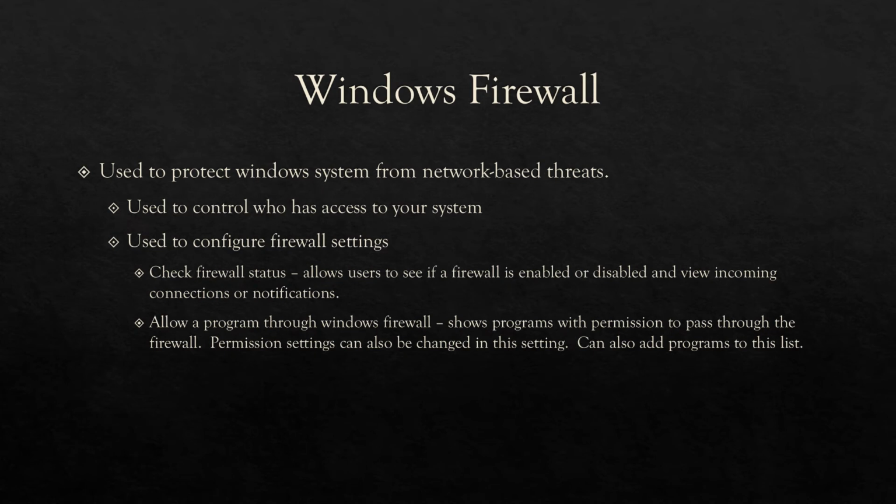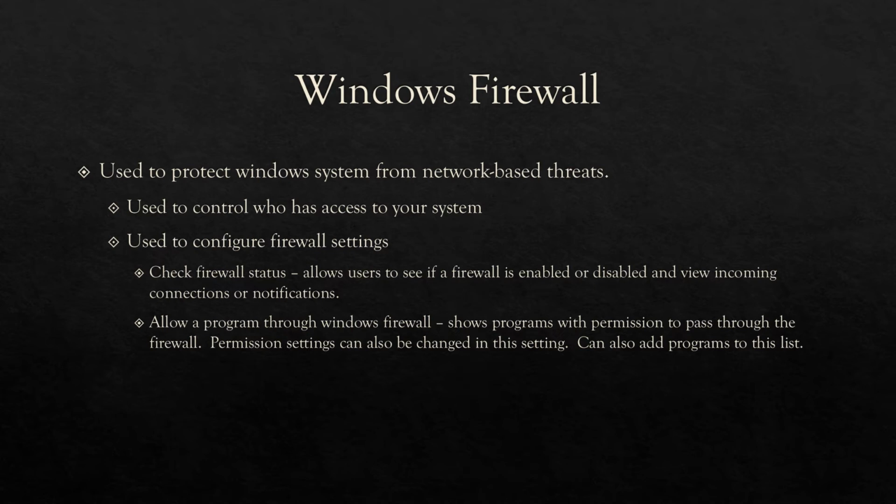So Windows firewalls come installed by default on most licensed Windows products. It is enabled by default to block any ports that may cause trouble in unprotected Windows systems. So Windows Firewall is used to protect the system from network-based threats, and through the firewall's user interface, you can control who has access to your system and also what access is being granted.